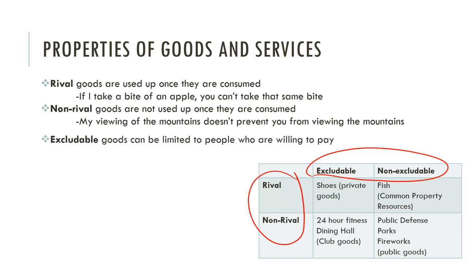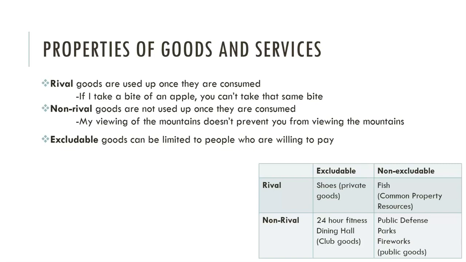Excludable goods are things that can be limited to people who are willing to pay. And this is what we focused on in our earlier chapters when we were looking at cost curves and companies making a profit or loss. Excludable goods means you can get people to pay for them. It's not just open to anyone. So whoever buys the apple gets to have the apple.